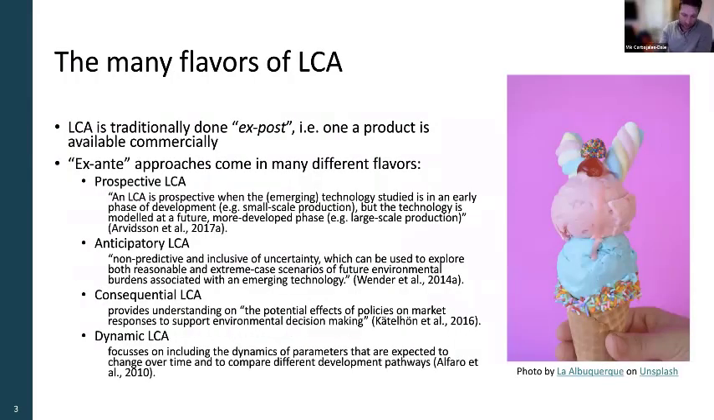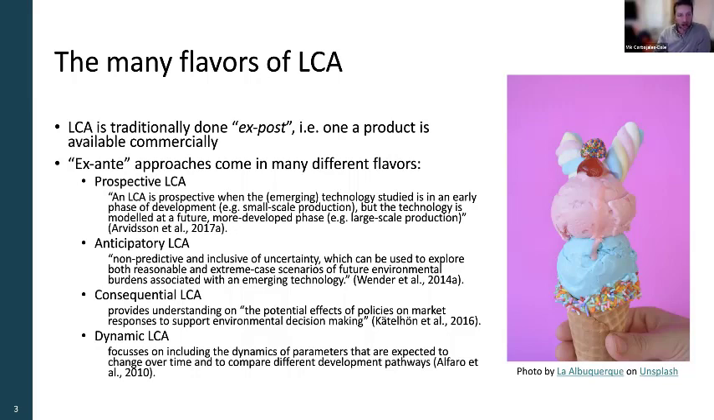So again, I'm going to reiterate, LCA is traditionally done ex post. So when a product is already commercially available, you have a product and a process that you can hold in your hands. You know what the production process looks like. You can go out and take measurements on that process. You can look at the energy inputs, the other material inputs, all those nice things that we like to track during inventory analysis.